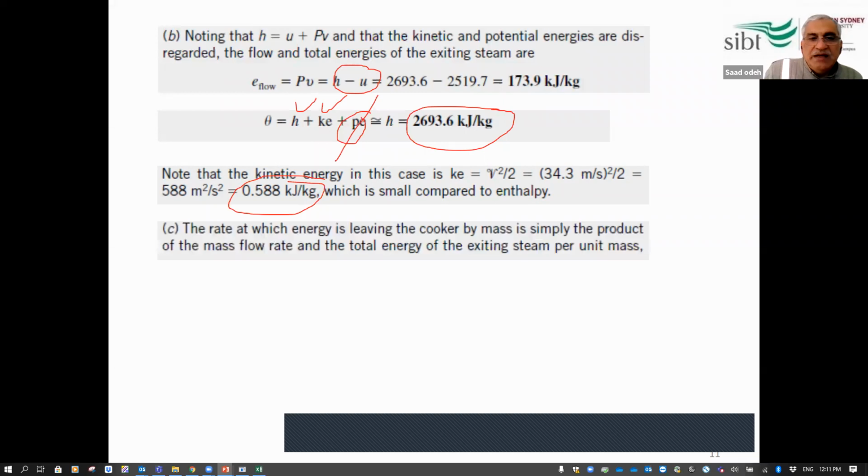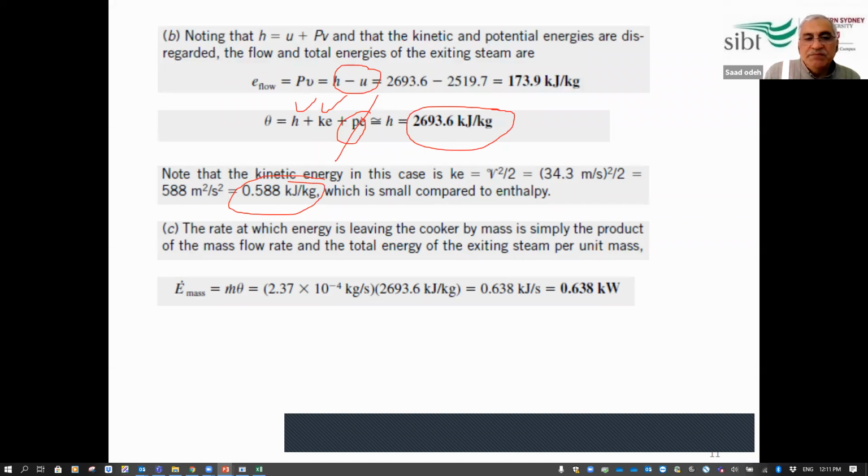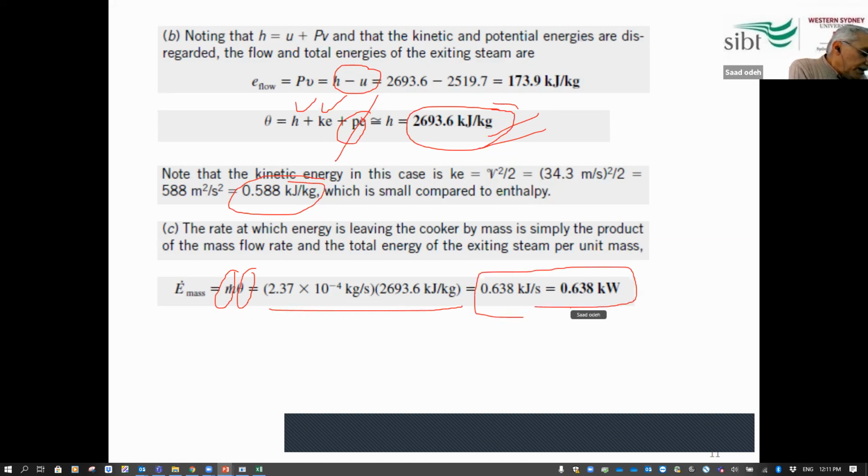Okay. And then the last section, the rate at which energy is leaving the cooker, you simply multiply by m dot. So we know the m dot, the mass flow rate, you multiply it by the total energy, which is this one here, the enthalpy one. If you multiply this by the mass flow rate, you can get the energy rate in kilojoule per second or kilowatt. Okay. Any question?